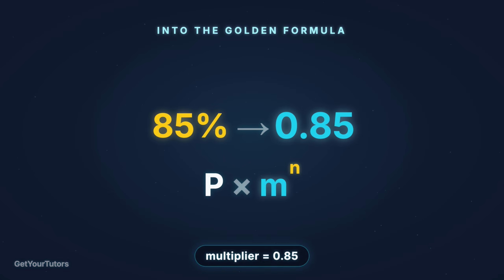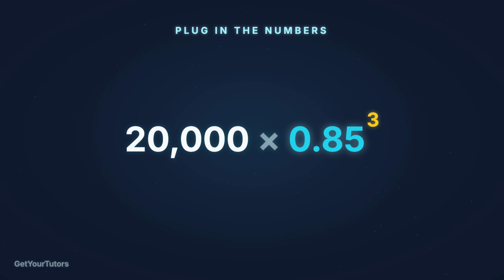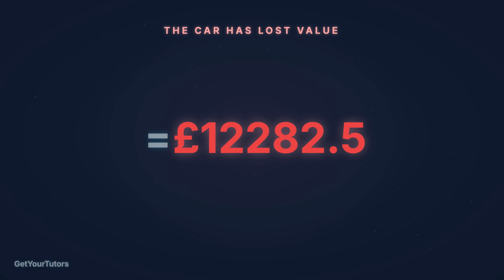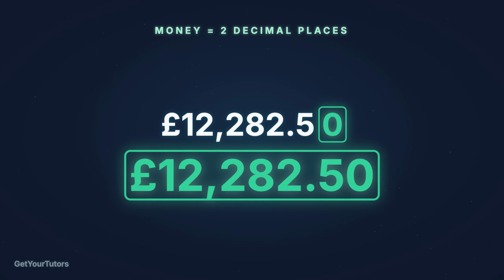Now we plug this into the golden compound interest formula. £20,000 multiplied by 0.85 raised to the power of 3 for the 3 years. The calculator outputs 12,282.5. The car has lost massive financial value. Because this is money, always use exactly 2 decimal places. Write £12,282 and 50 pence.